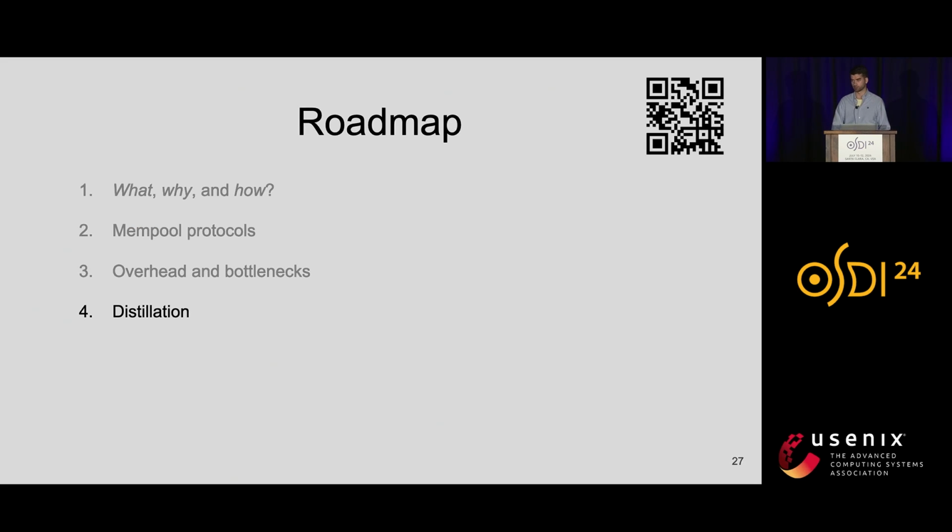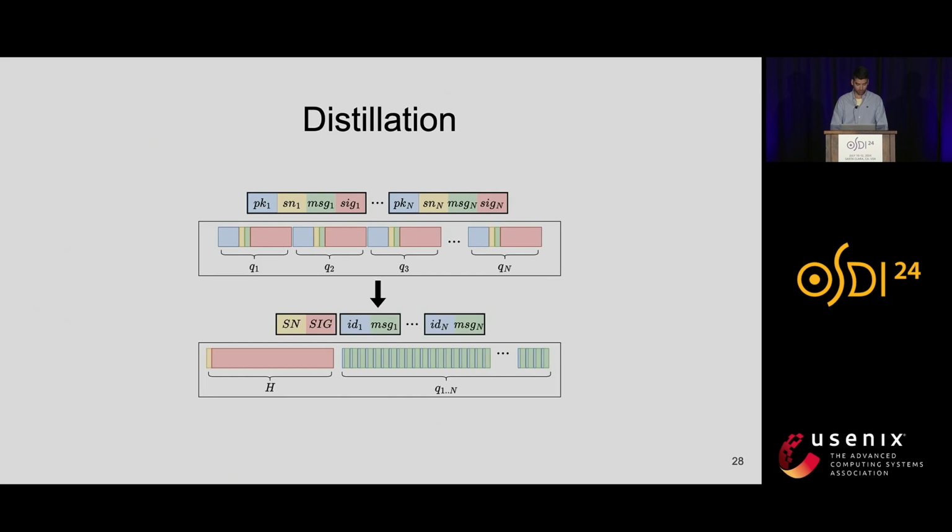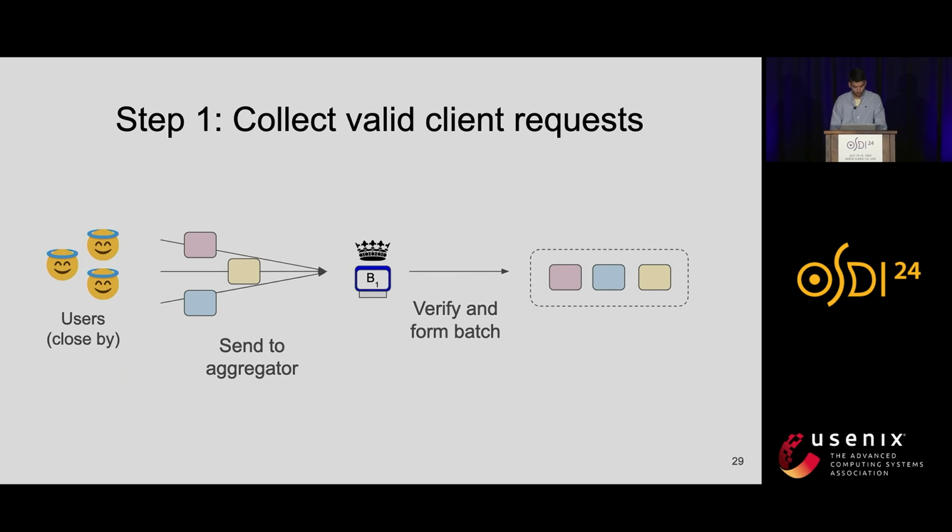So now for distillation, the main dish. Distillation is the process of converting a normal batch into a distilled batch. And how do we do this? Well, the first step is collecting valid client requests, much like the previous step in the previous mempools.